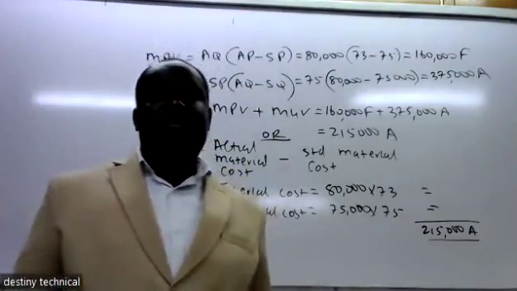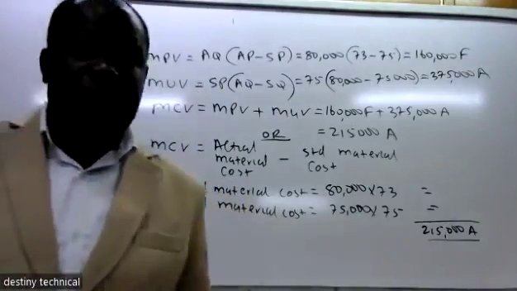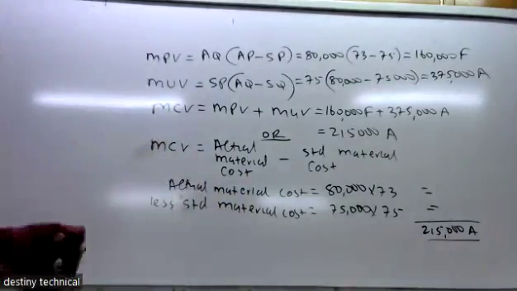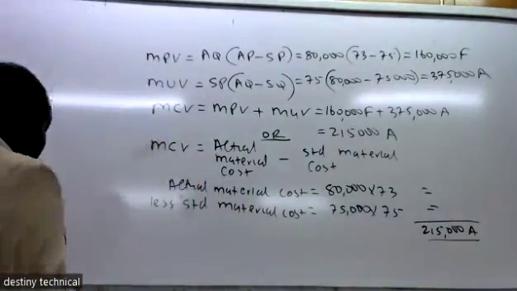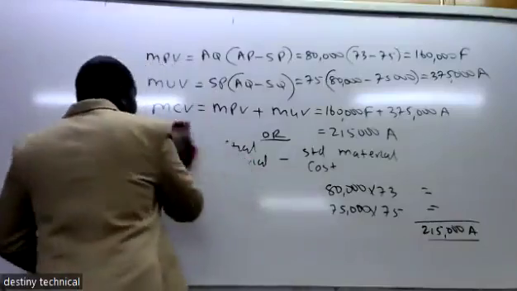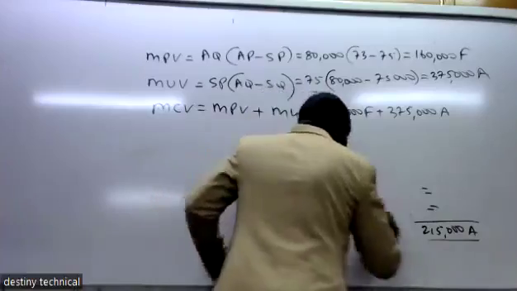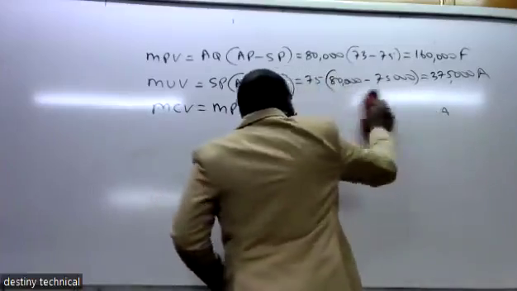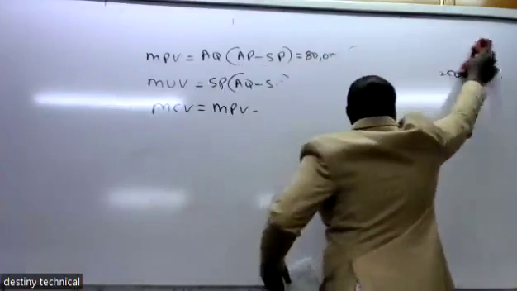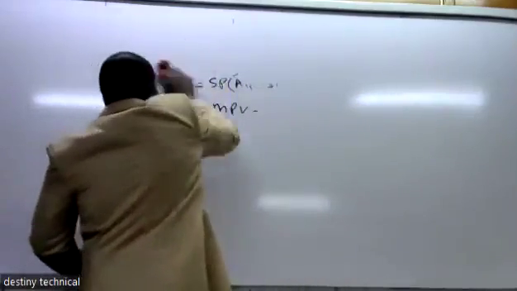So me, I will do the question comprehensively, where I will start with the material price variance, even though it has not been asked. I will start by first computing the material price variance.